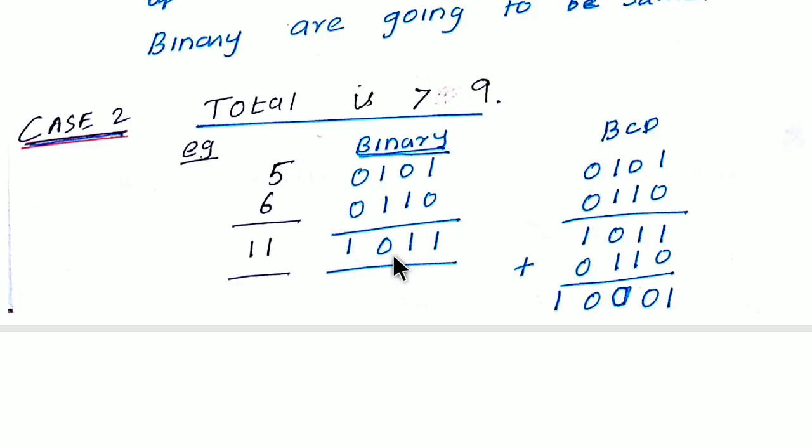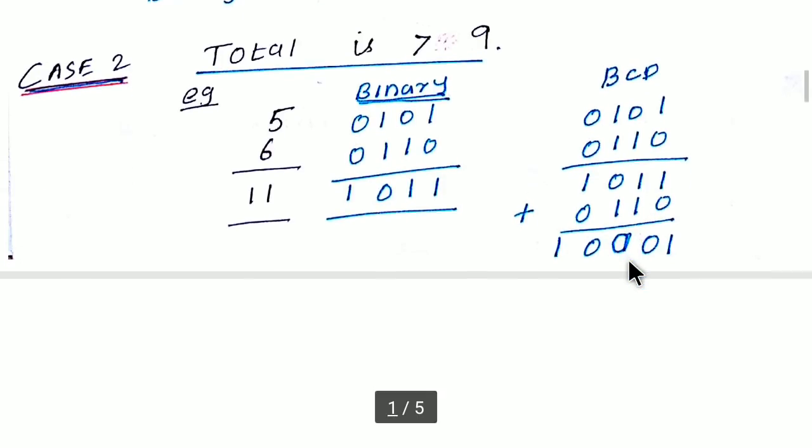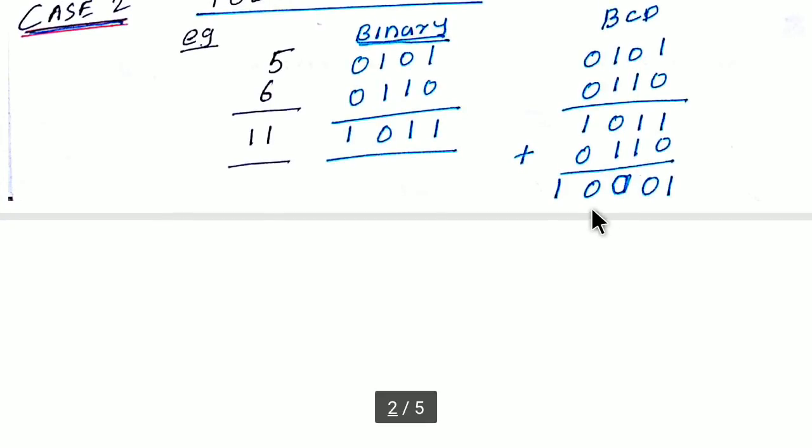I am performing the same addition using BCD. The value of 5 is 0 1 0 1 and 6 is 0 1 1 0. My adder output will be 1 0 1 1. If it is greater than 9, I have to add 6. 0 1 1 0 is the binary value of 6. By adding 6, I will get 0 0 0 1 and 0 0 0 1.